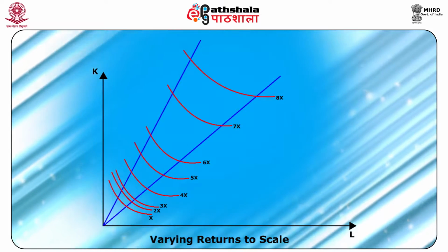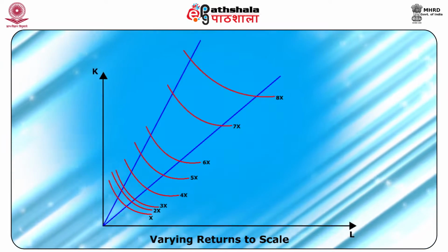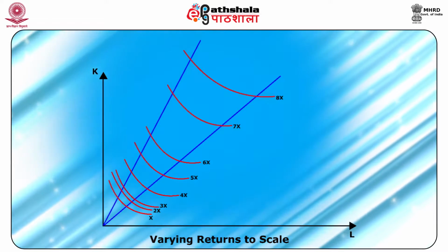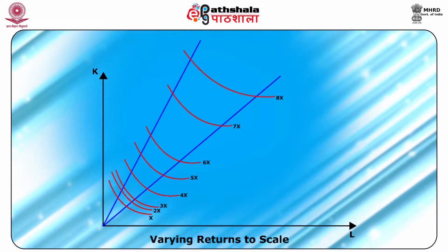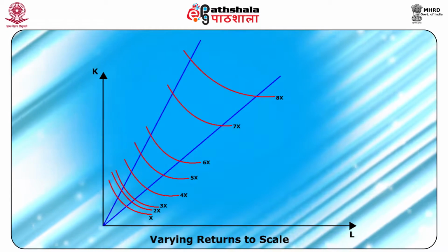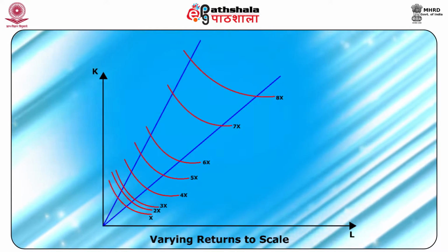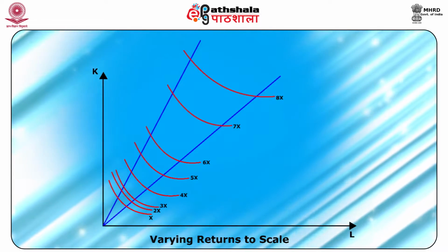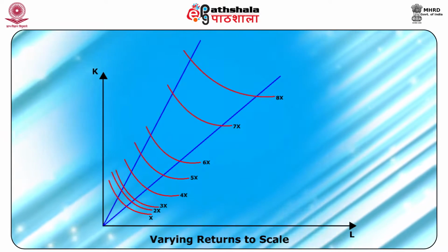In a single production function, the three phases of returns to scale occur in the order of increasing, constant and diminishing returns to scale. In the long run, as the firm continues its production, eventually diminishing returns to scale sets in after passing through the phases of increasing and constant returns to scale.